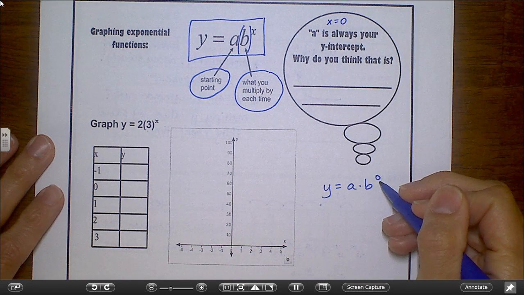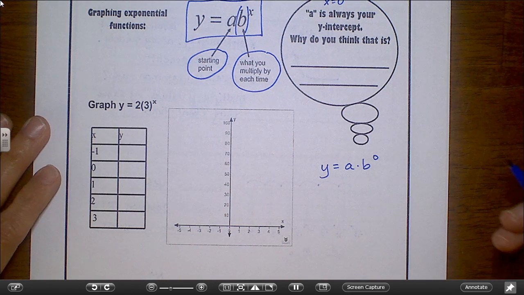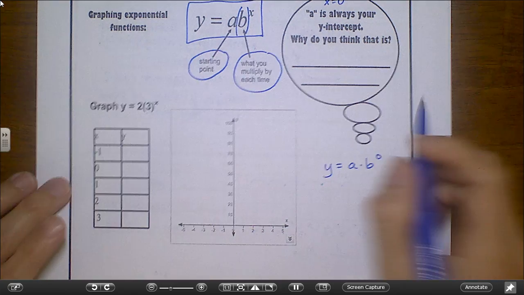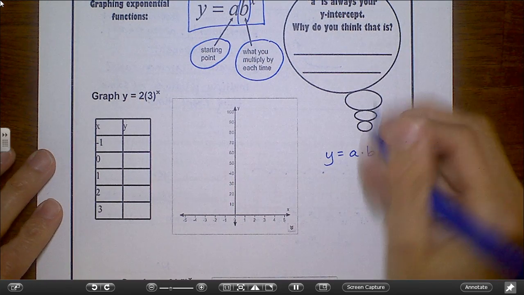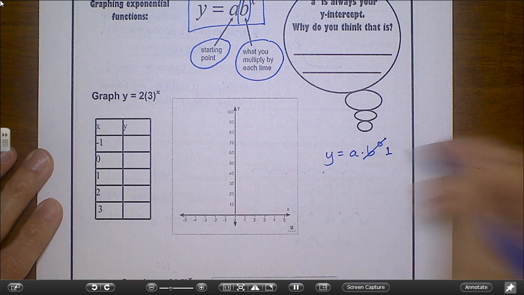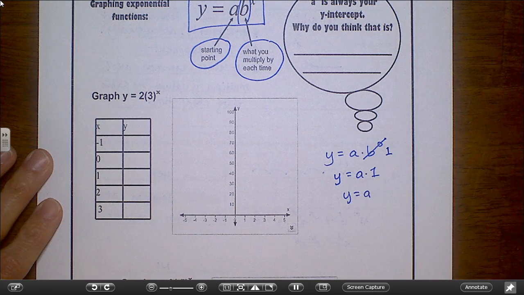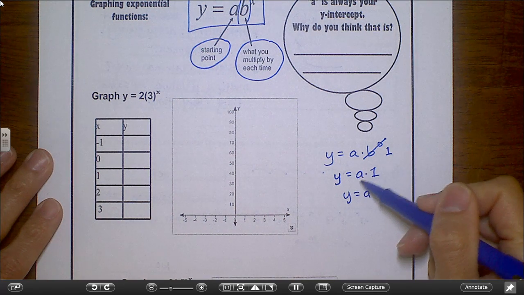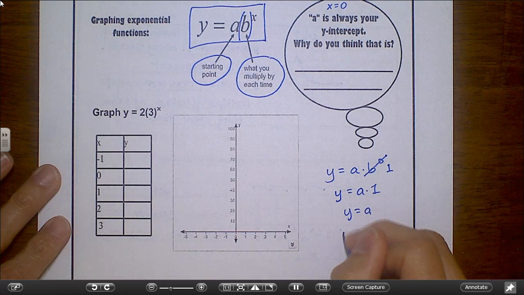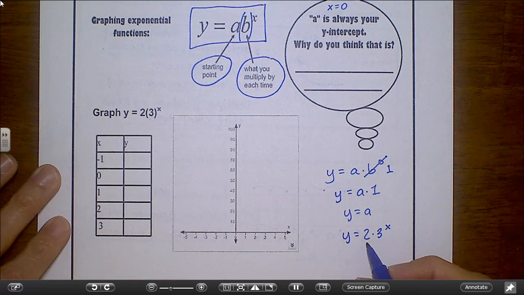So if I plug 0 in for x, what is anything to the 0 power? And you guys hopefully are all shouting back, 1, Mrs. Shigley, it was 1. I remember that from chapter 7. Yay. So b to the 0 power will give you 1, right? So it'll be y equals a times 1, which is y equals a. So that's why that a value here is always your y-intercept. So if it's like y equals 2 times 3 to the x, your y-intercept is 2.